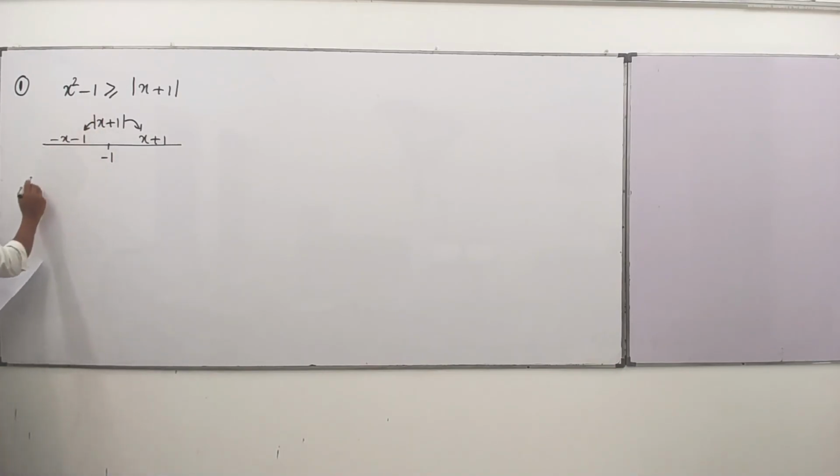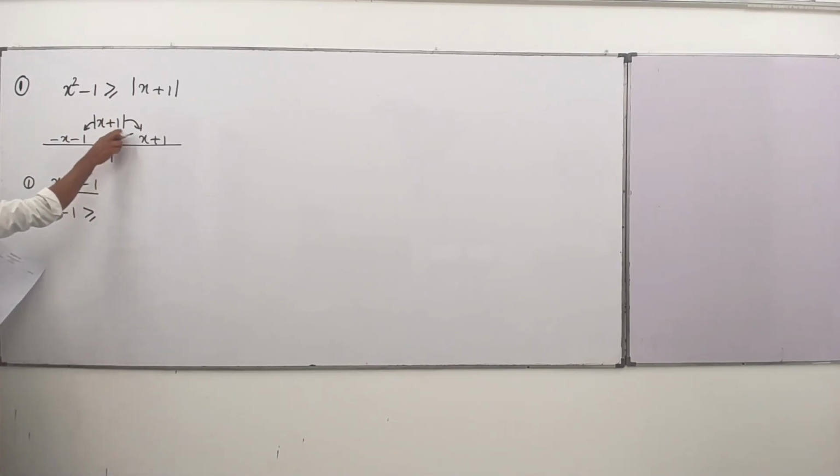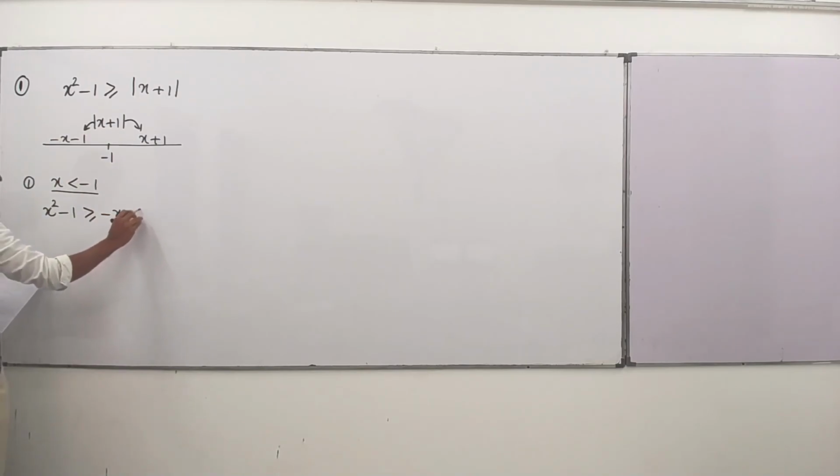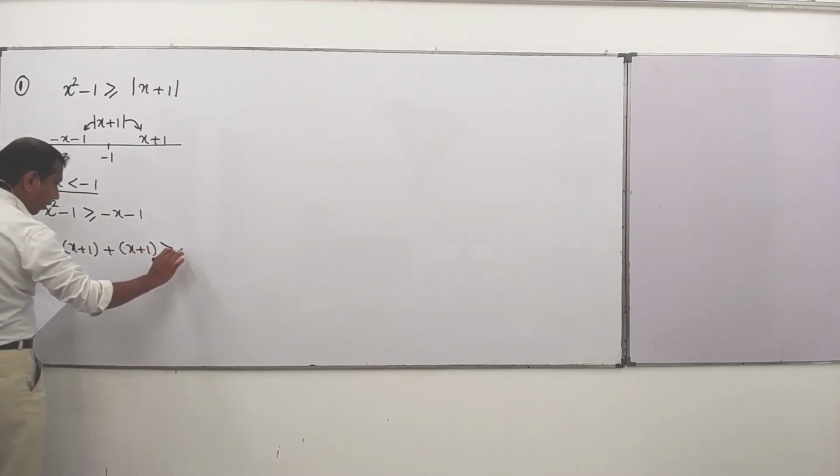Then this question we solve in two intervals. When x is less than minus 1, x squared minus 1 greater than or equal to mod x plus 1, and in the interval x less than minus 1, mod x plus 1 takes minus x minus 1. I will take this to this side. Meantime, we'll factorize this, x minus 1, x plus 1. Take the right hand side, plus x plus 1 coming, greater than or equal to 0.